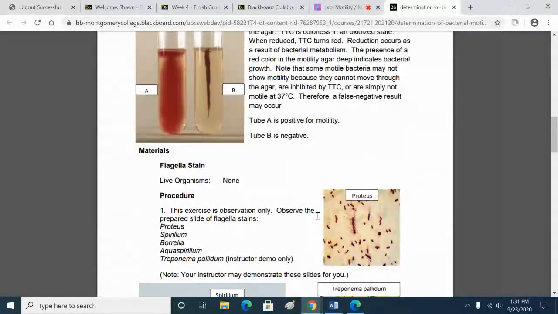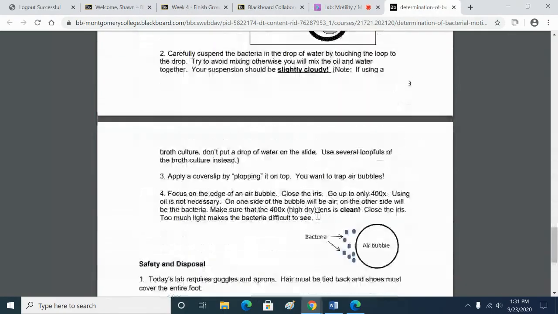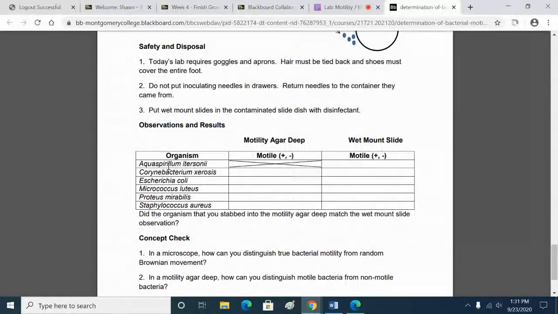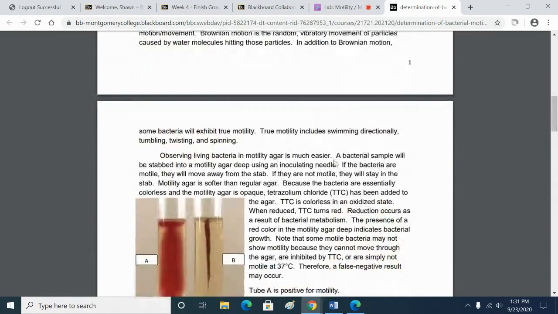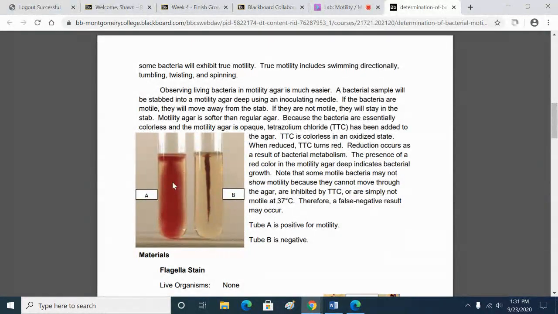Professor, yeah, the A and the B, which one do you say is motile again, please? Of these organisms here, E. coli and Proteus. The agar, sorry. A is motile. B is not. Does that answer your question? Yes.